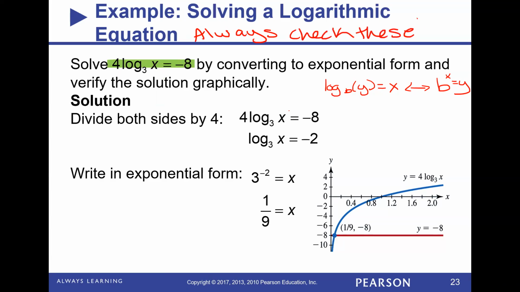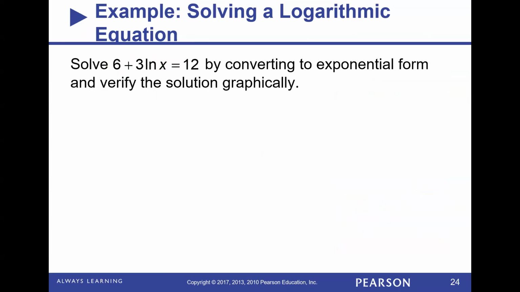Okay, always check these. I wasn't so big on having to check the exponentials, but these ones we always want to check. Okay, so let's try this again using a slightly different one. So we're going to solve 6 plus 3 times the natural log of x equals 12. And again, when you're looking at these, nowhere does it say to convert through exponential form. It literally just says solve this, okay?